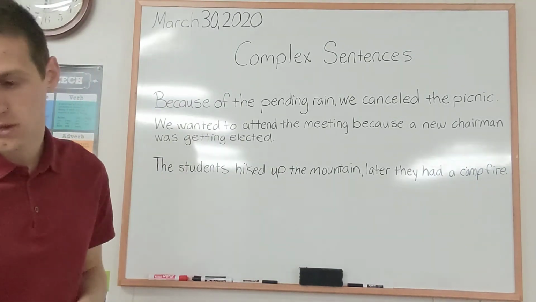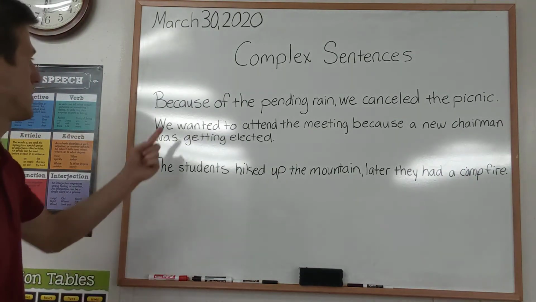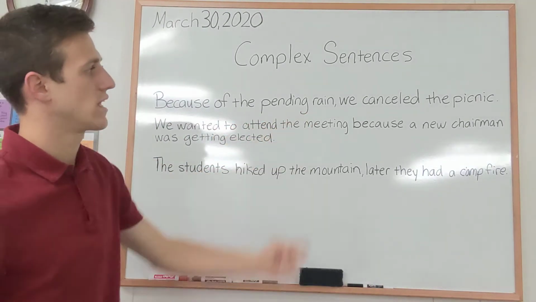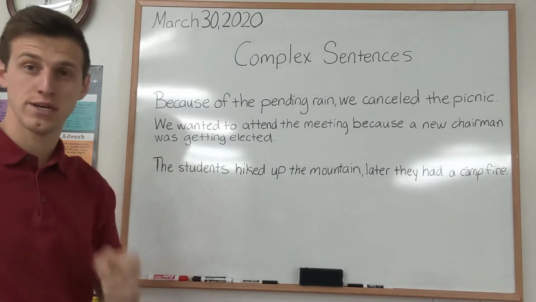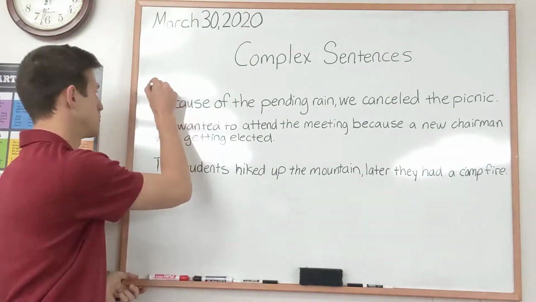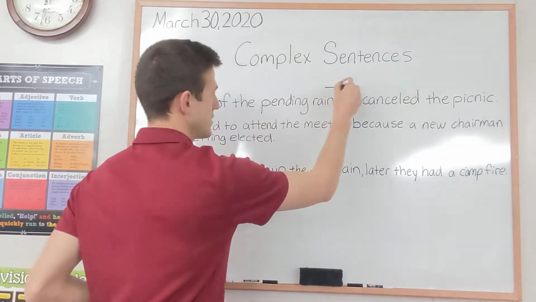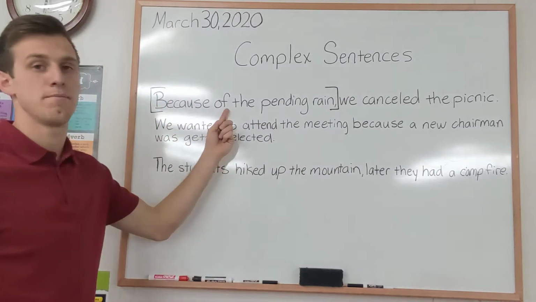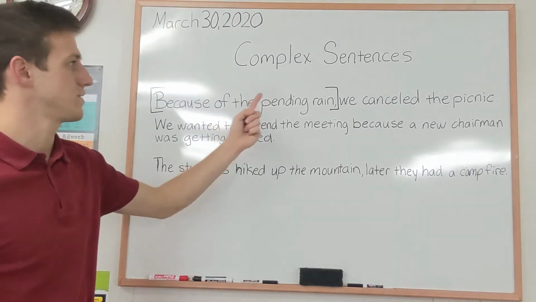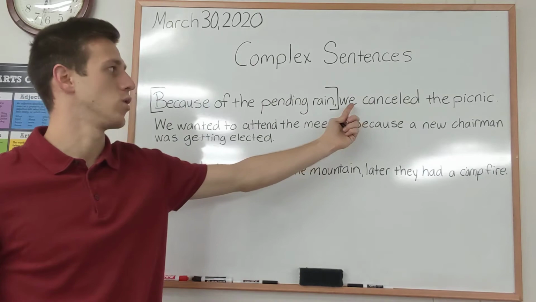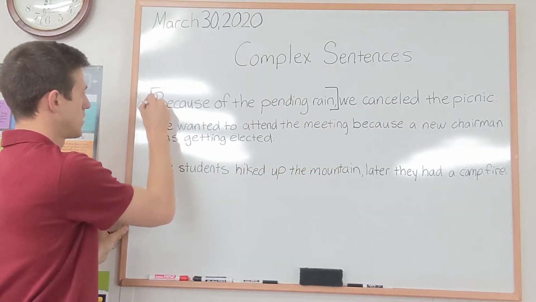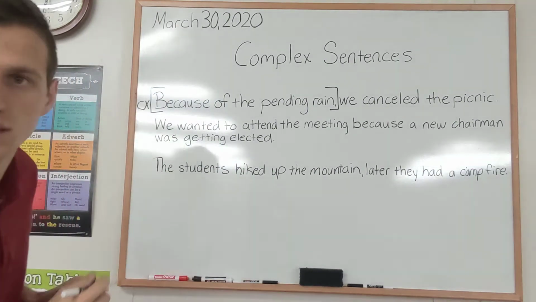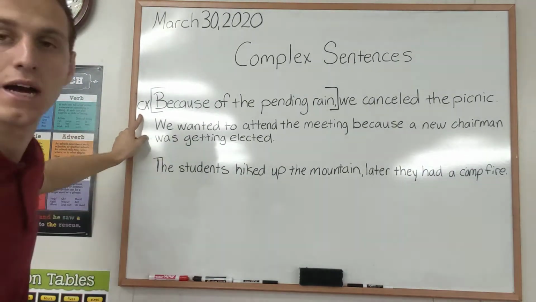So the first thing we need to do is bracket any dependent clauses. Because of the pending rain, we canceled the picnic. What is because? Because is our subordinating conjunction, correct? So we have to put brackets around this. So do we have a dependent clause? We have a dependent clause and we have an independent clause. We canceled the picnic. So we know that this is going to be, I'm not sure if you can see that. You see that? A complex sentence, right?